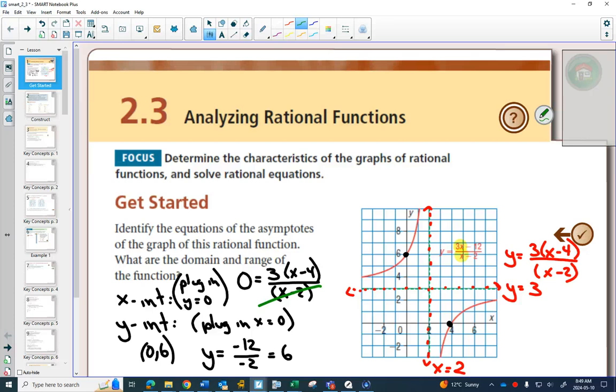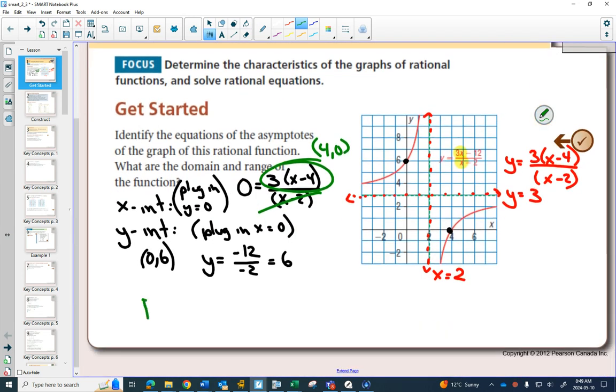In fact, for any fraction equal to 0, the only way a fraction is equal to 0 is if your numerator is 0. Like 0 over anything is 0. So we're really only concerned about our numerator. What would make our numerator 0? It would be 4, and that's how we have 4, 0 as our x-intercept.